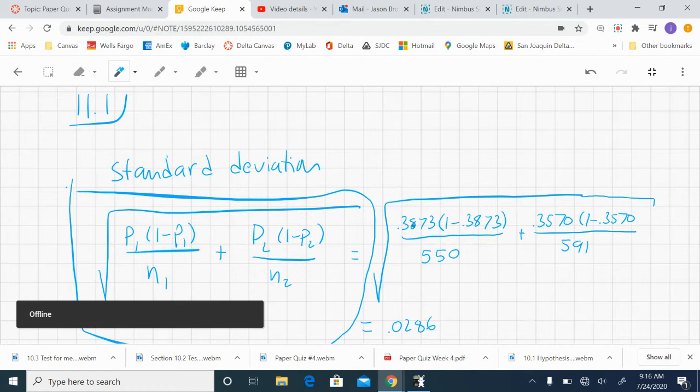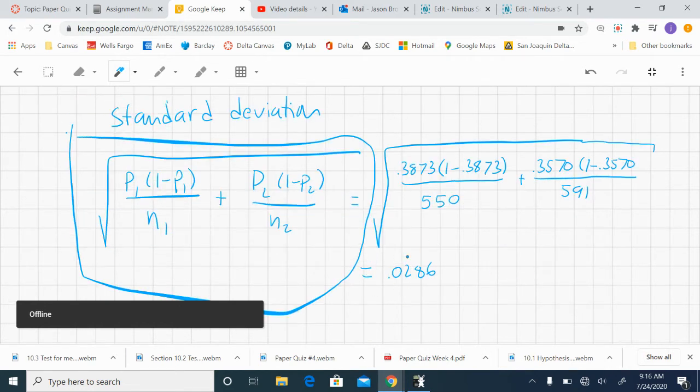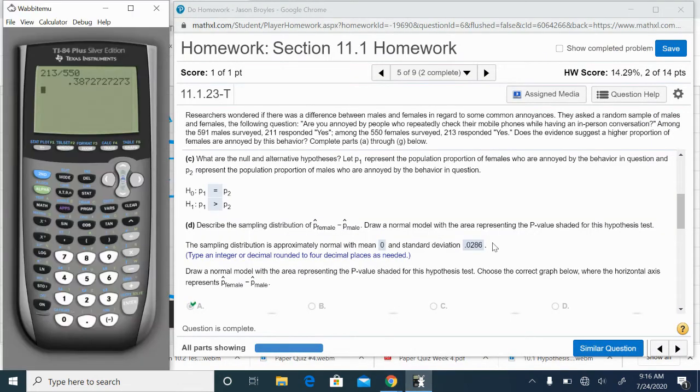So I plug those numbers in. So 0.3873, 1 minus 0.3873 divided by 550. 0.3570, 1 minus 0.3570 divided by 591. So if you put all that into the calculator, you get 0.0286. So that's the standard deviation you want to put into this problem. So that's where I got the 0.0286. Be careful about that. Plugging that into the calculator, it's a long problem. Be careful with your decimals and stuff.